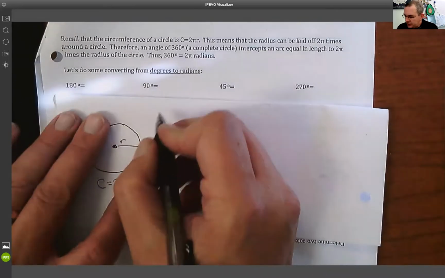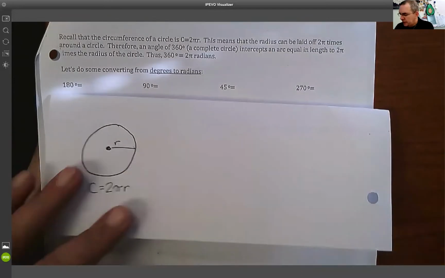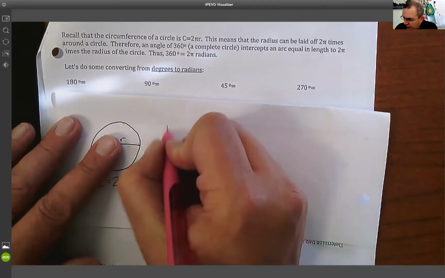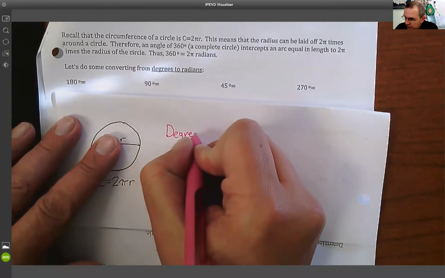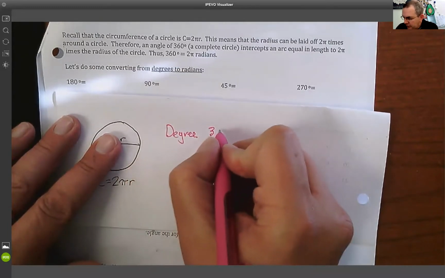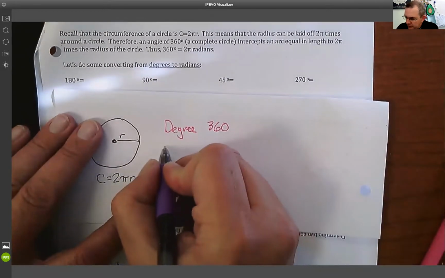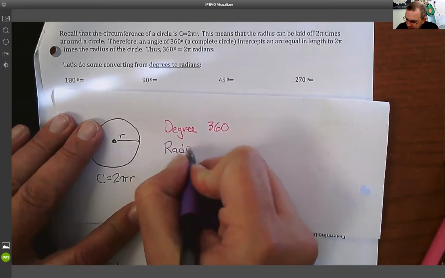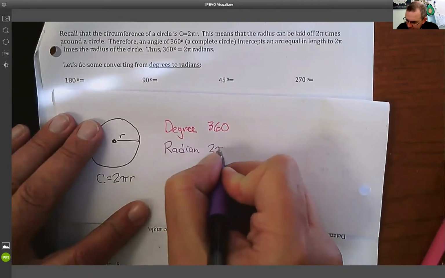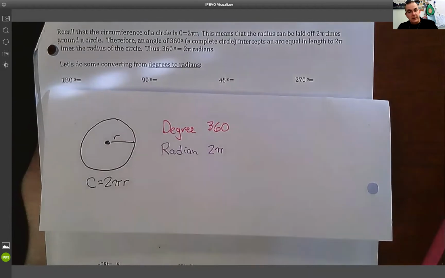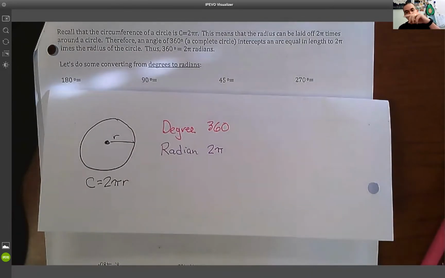What I want to let you know is this: when I go one revolution of the circle, that is 360 degrees. And 360 degrees is going to be the same as 2 pi radians. So these are the same measures. A 360 degree angle is an angle that measures 2 pi radians. It's just another way of saying it. So instead of saying 12 inches, I say 1 foot. Instead of saying 360 degrees, I say 2 pi radians.